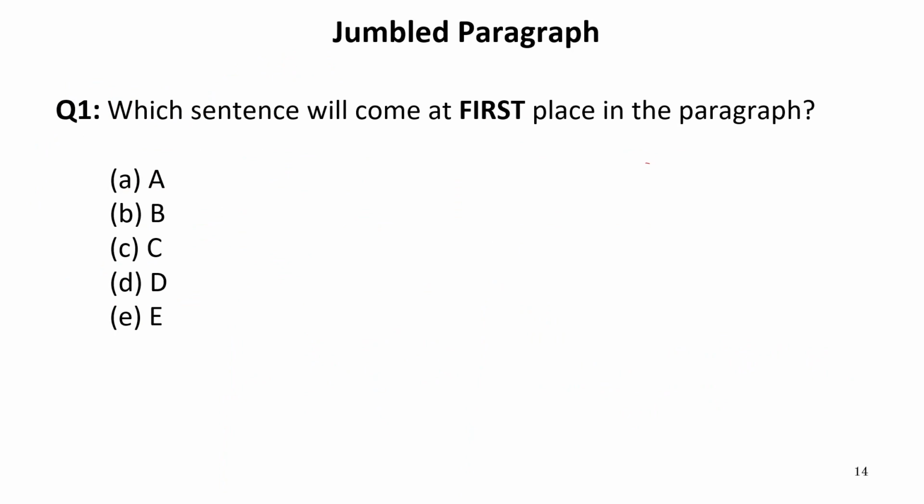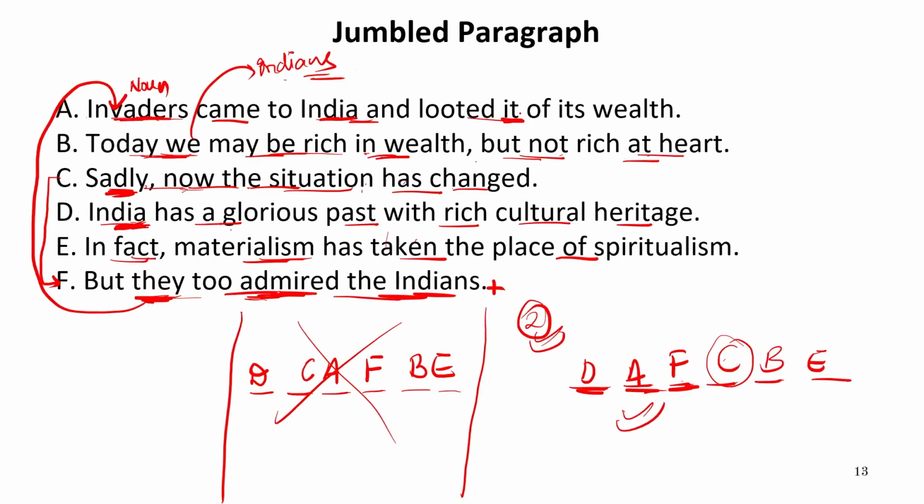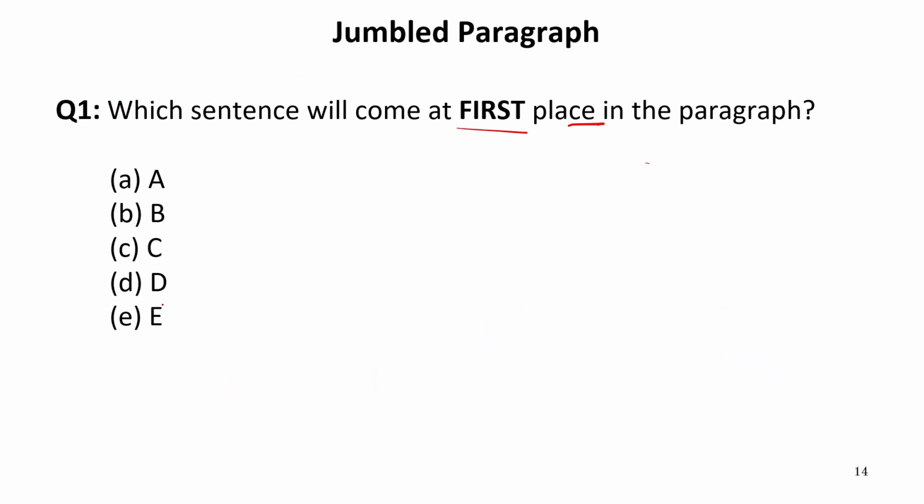So let us move to the questions. Which sentence will come at first place in the paragraph? Now, we have been asked about the first sentence. So this is the first, second, third, fourth, fifth, sixth. Now, if I say first sentence, so first sentence is D. So our answer is D, that is D option, because this D sentence is given in D option only.